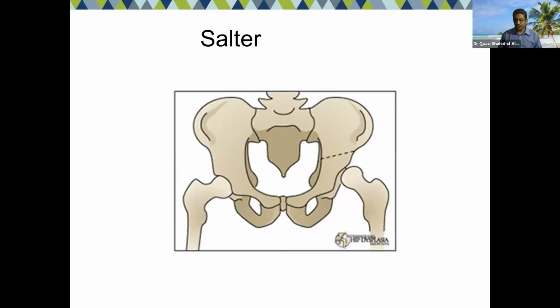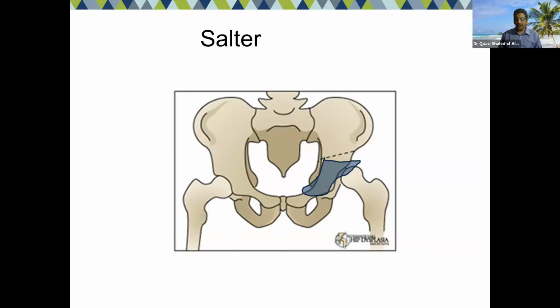First, the Salter osteotomy. Here we make an osteotomy starting just below the anterior inferior spine and extending up to its medial cortex just above the level of the ischial spine. Here both the cortexes are osteotomized. And then this lower fragment, with the help of a distractor, we pull down. And look, when we pull it down, it covers the head much better than before.